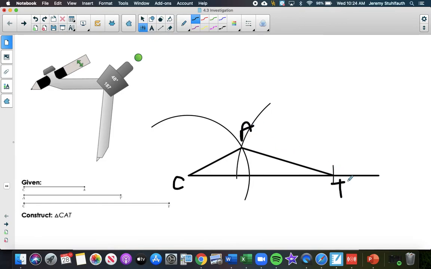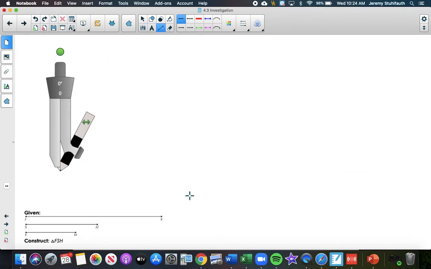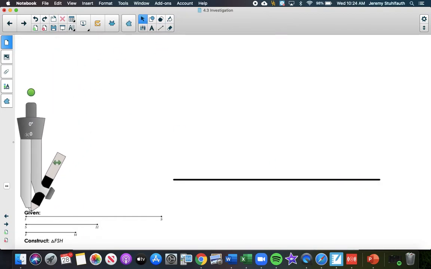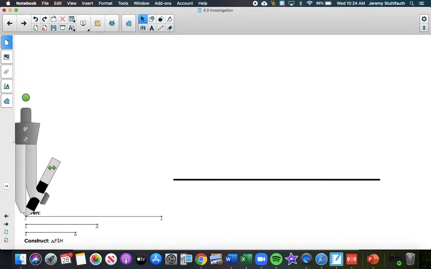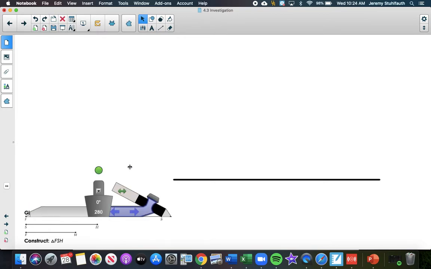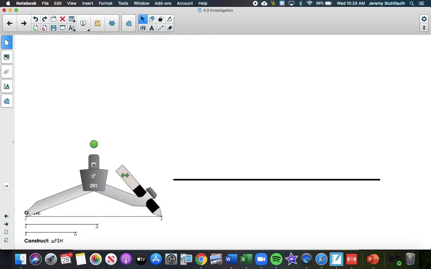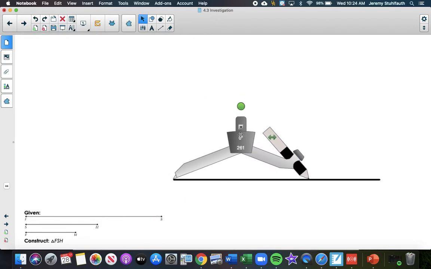Now, what that tells us is that we could use these three sides to construct a triangle. All right, so now take a look at FSH. So we want to construct triangle FSH. Again, you're going to start by drawing your initial segment, or your ray. Let's go ahead and put FS on this side right here.